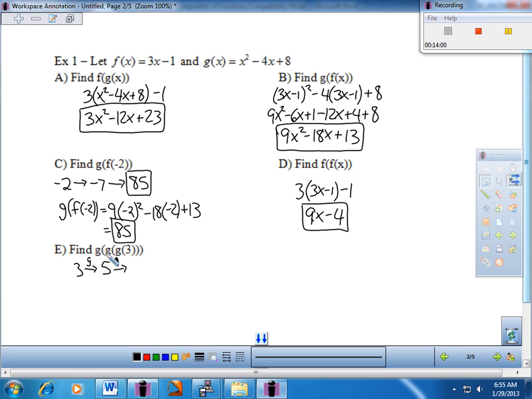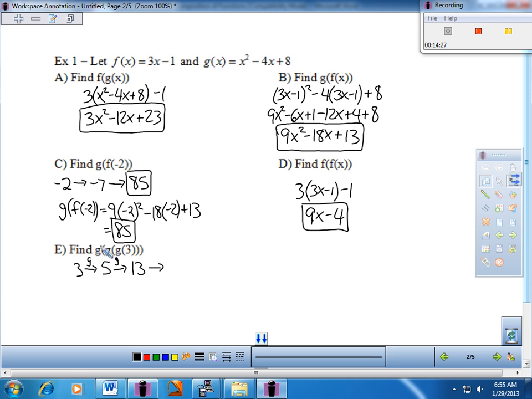So 5 goes in. Let's see if we can pull this one off. So I have 5 squared, so 25 minus 4 times 5. So 25 minus 20 is 5. And 5 plus 8, I'm getting 13. Okay, good. So 3 went in, got 5. 5 goes in. Hey, guys, it looks like we're getting 13.